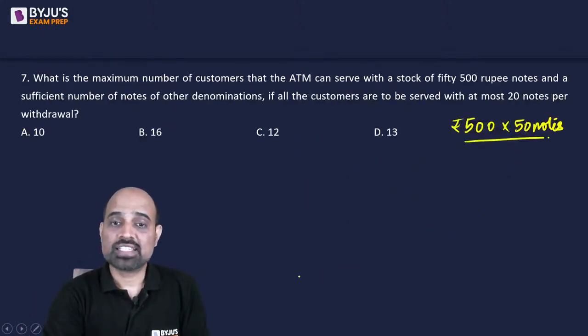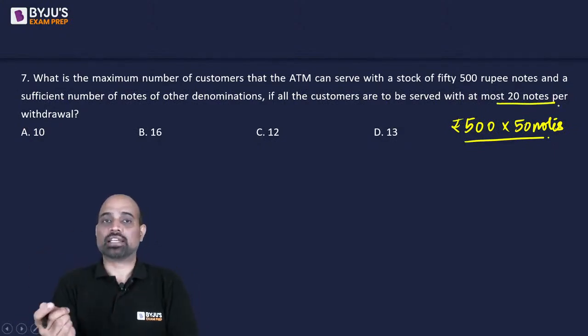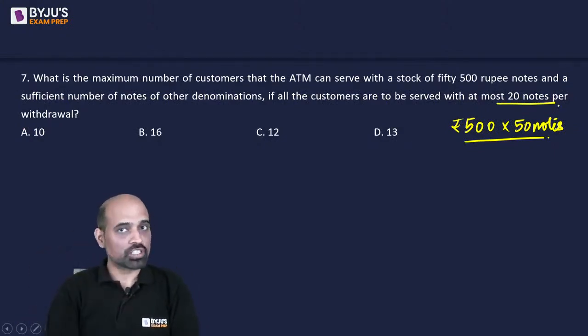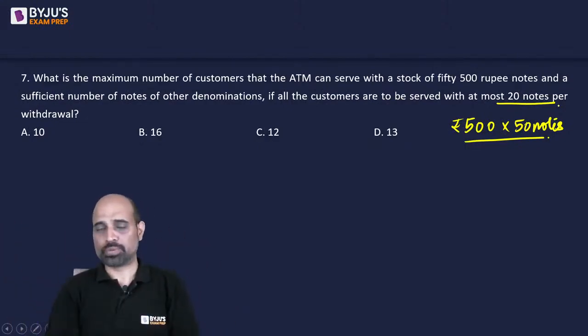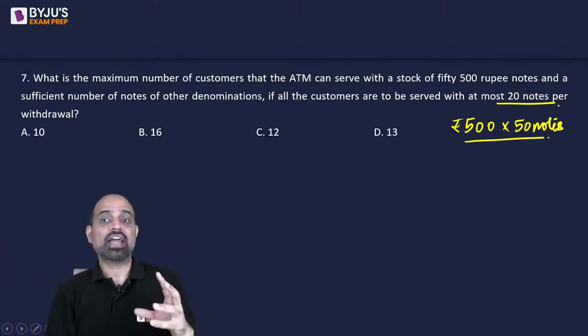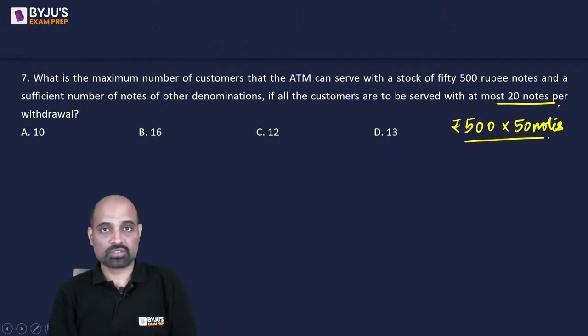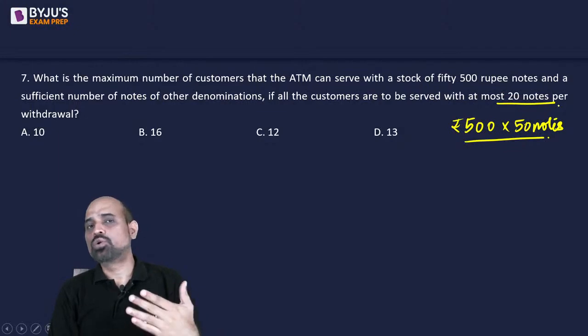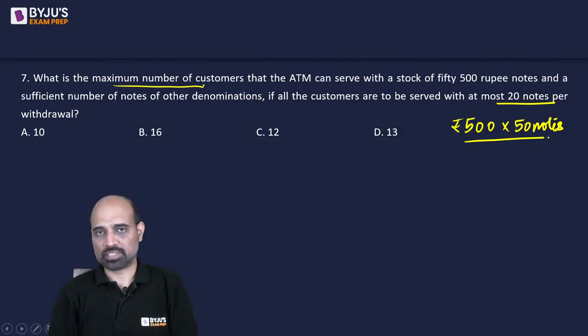Now the question says that the ATM should not dispense more than 20 notes, including all 3 types of notes. Total notes should be 20. And we are going to have 50 notes of 500. So how many people can we give to at most, right? Maximum number. So at most how many customers can get it?